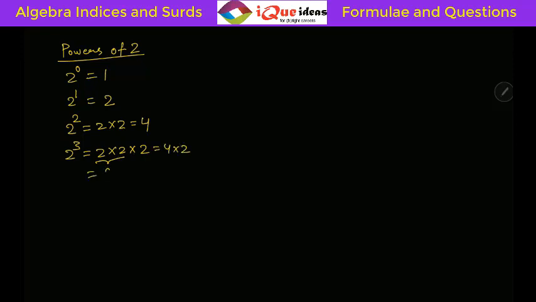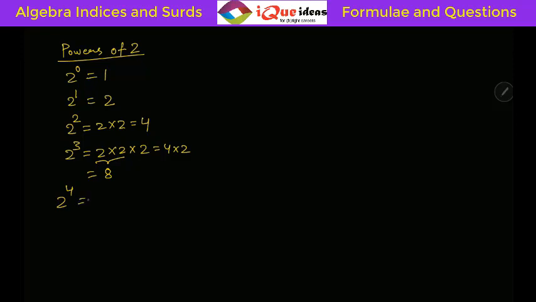So let's say we know that 2 raised to the power 0. Now anything raised to the power 0 is 1. Now anything raised to the power 1 is equal to itself. So 2 raised to the power 1 is just 2. 2 raised to the power 2 means 2 into 2. So it is equal to 4. 2 raised to the power 3 means 2 into 2 into 2. So we already have 2 into 2, that is 4 into 2. So it is 4 into 2, which is equal to 8.